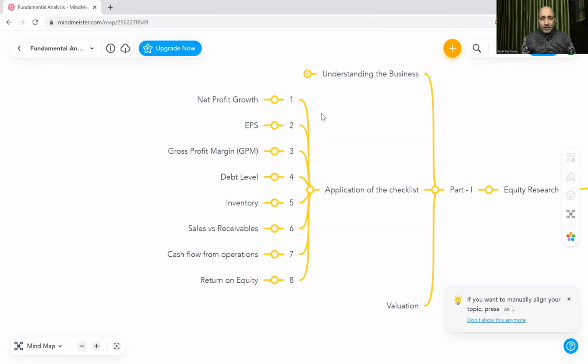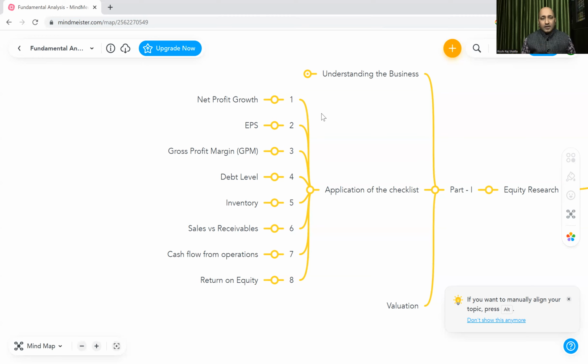Inventory should be consistent or downward. Better if it is downward, but it should not increase more than revenue or sales growth and net profit. It can be in line with those or less than that. If less, then even better. So inventory should not grow more than sales. If it is growing more, that means the company is not able to sell its product. That is why inventory is increasing. It should not increase.